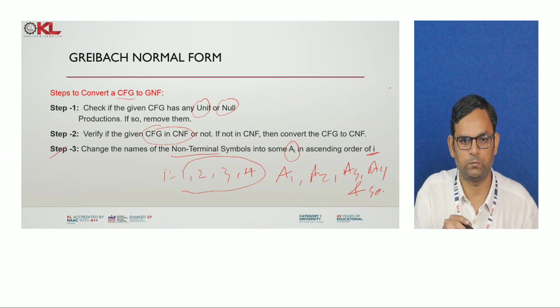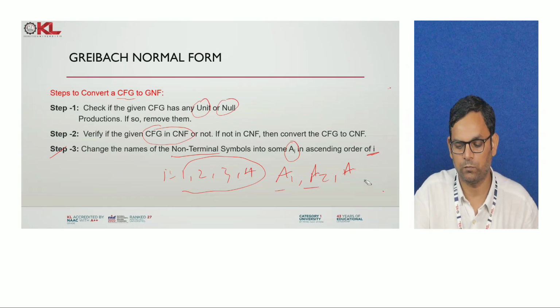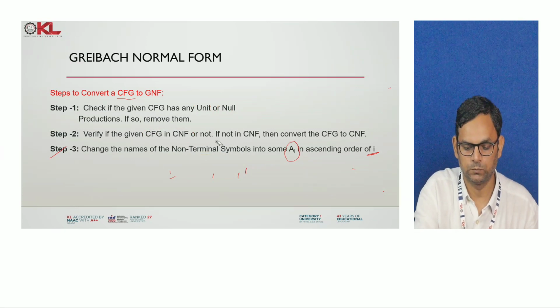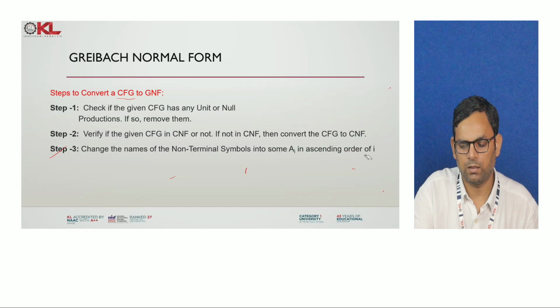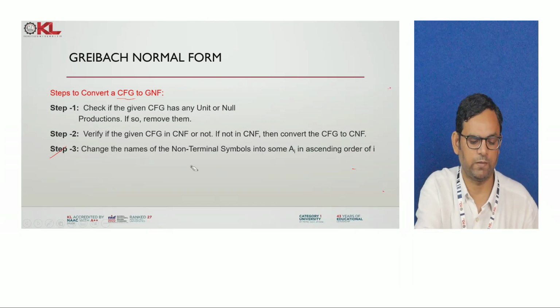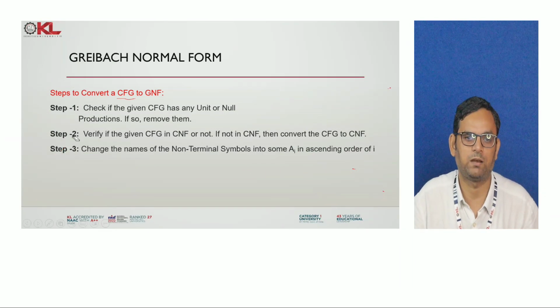Clear? The third step is very important. After converting to CNF, replace every non-terminal with A1, A2, A3 and A4. Given the order of Ai, I have to arrange that Ai in ascending order. And next, if there is left recursion, then we have to remove that left recursion.